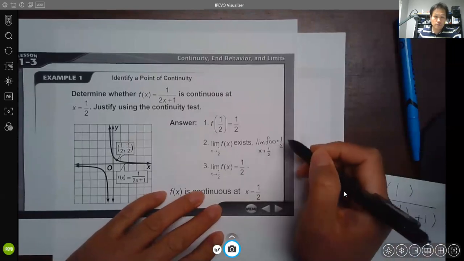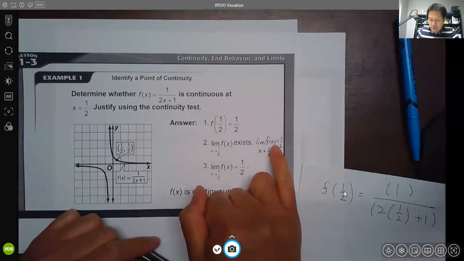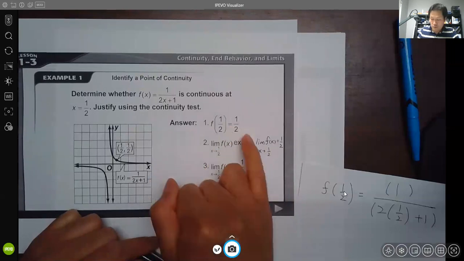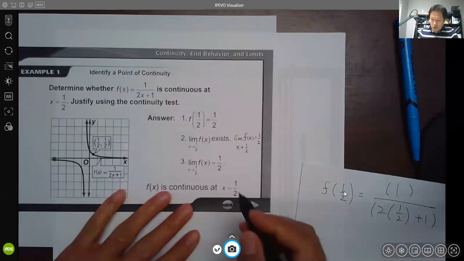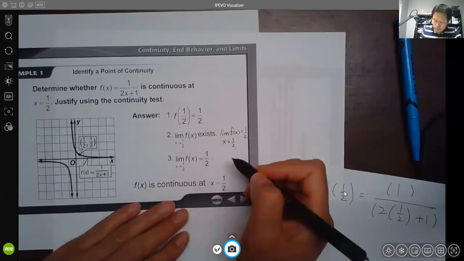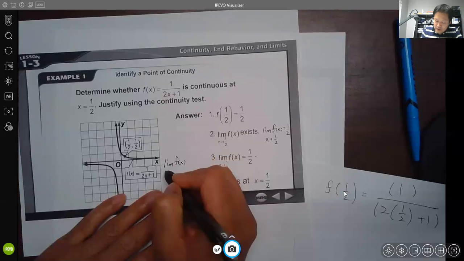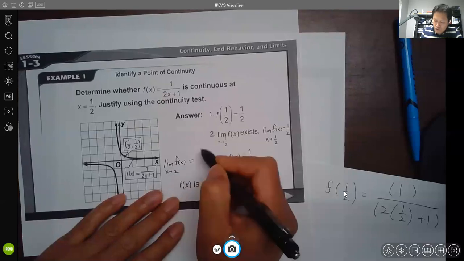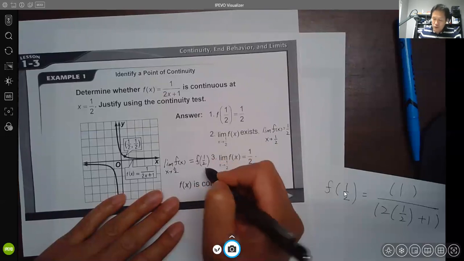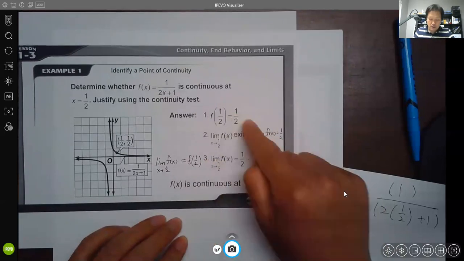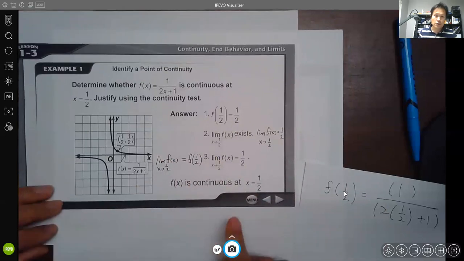The third condition: is the limit value equal to the function value? Is the limit of f of x as x approaches 1/2 equal to f of 1/2? Is that equal to this? That's the question. Yes. So it is continuous at x equal to 1/2.